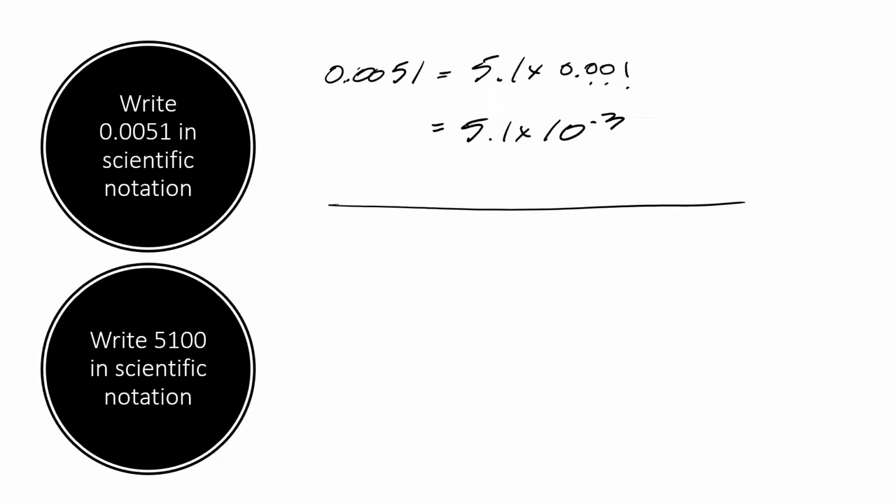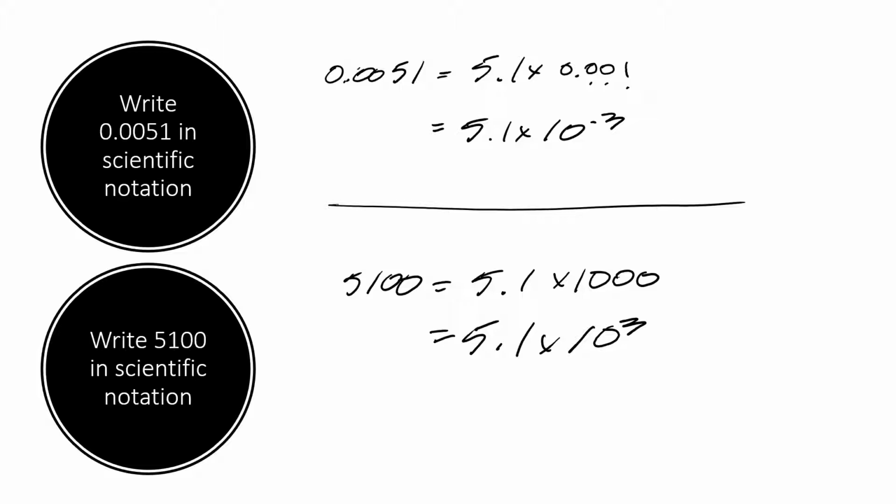Same thing down here. In this case, we're starting with 5,100. And again, we can break this up into two pieces, 5.1. And then we can write, in this case, it's in the 1, 2, 3, 4 columns over to the left of the decimal point. So times 1,000. And we know 1,000 equals 10 to the third. We can get that just by counting the zeros: 1, 2, 3, 10 to the third. So the result is 5.1 times 10 to the third. And that's basically the solution.